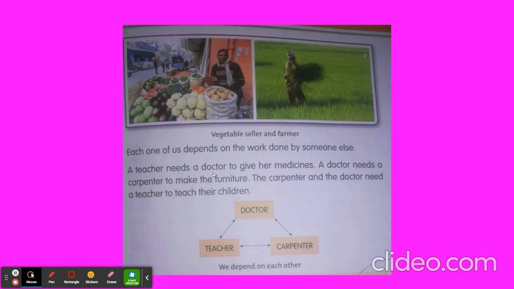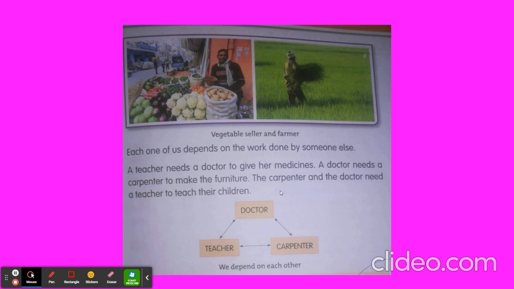A teacher needs a doctor to give her medicines. A doctor needs a carpenter to make the furniture. The carpenter and the doctor need a teacher to teach their children. Right? This is a diagram which explains how we are dependent on each other. Here, if you see, a teacher needs a doctor. If the teacher is not well, she will go to a doctor, and the doctor gives her medicine.